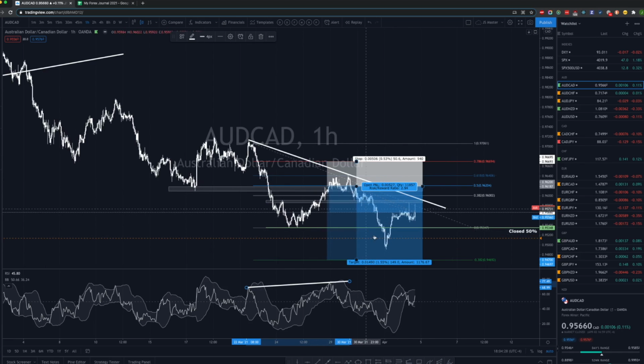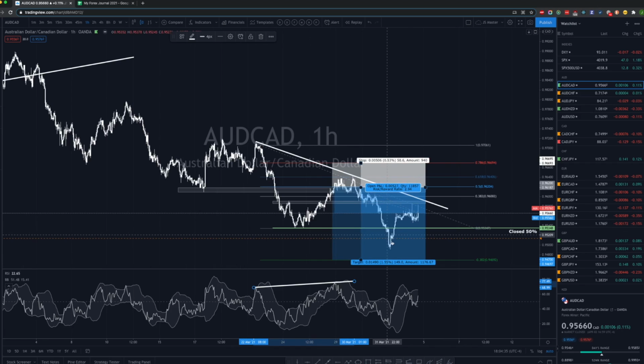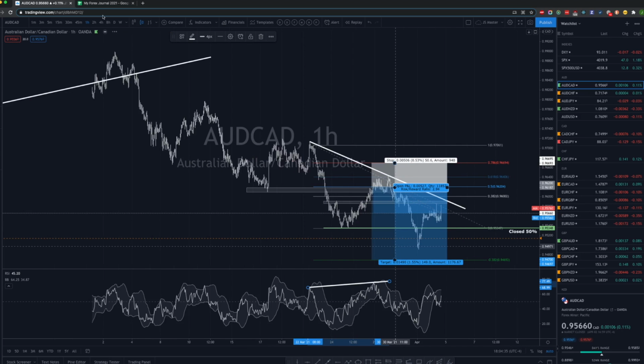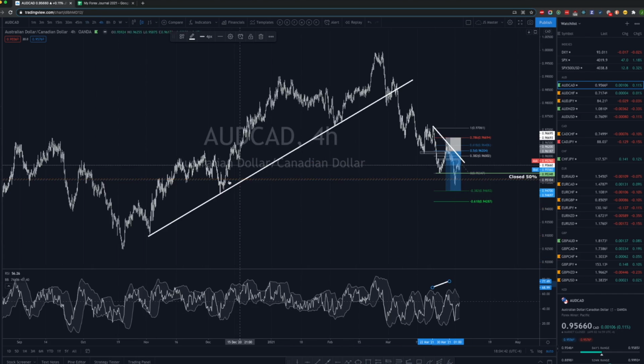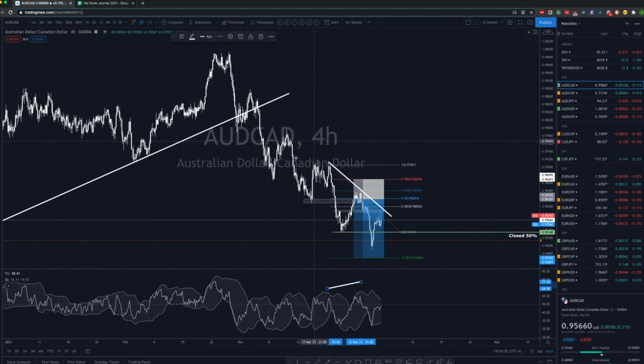So it almost hit that final target of the minus 382 on the fib, but it didn't quite get there. It also lined up nicely with the previous low. Just look at how it lined up nicely with this previous low here, which would have been my target based off of price action anyway. So that was pretty good.